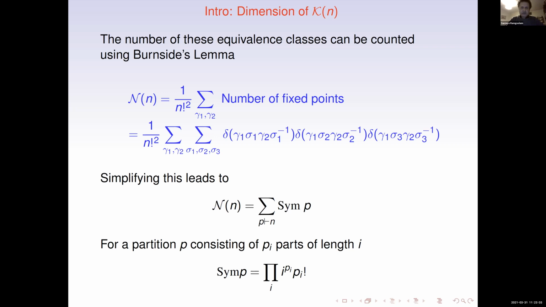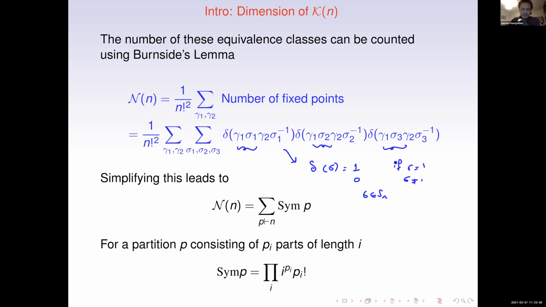Now, what is the number of fixed points? Well, that's the number of triples, sigma 1, sigma 2, sigma 3, such that this product, gamma 1 sigma 1 gamma 2, is the same as sigma 1, gamma 1 sigma 2 gamma 2 is the same as sigma 2, and so on. And this is enforced by introducing these delta functions on the group, where delta of a function of sigma in Sn is defined to be 1 if sigma is the identity and 0 otherwise. So you can write a formula for this, and these are permutations.